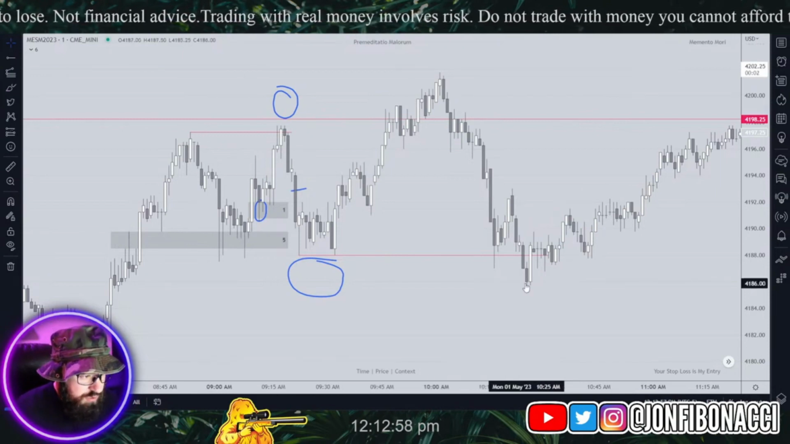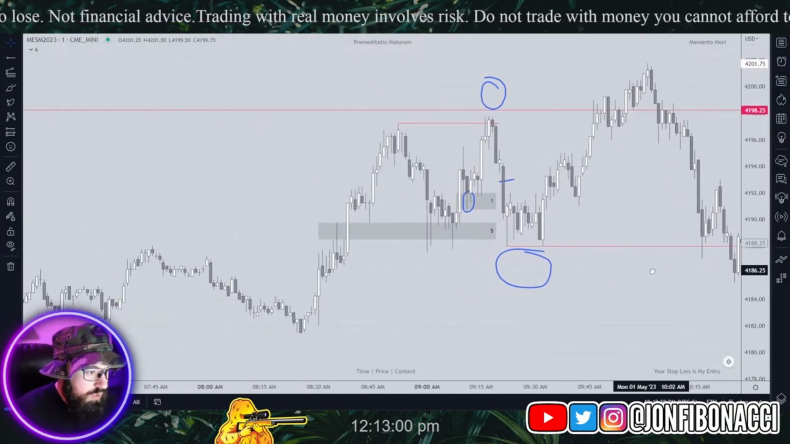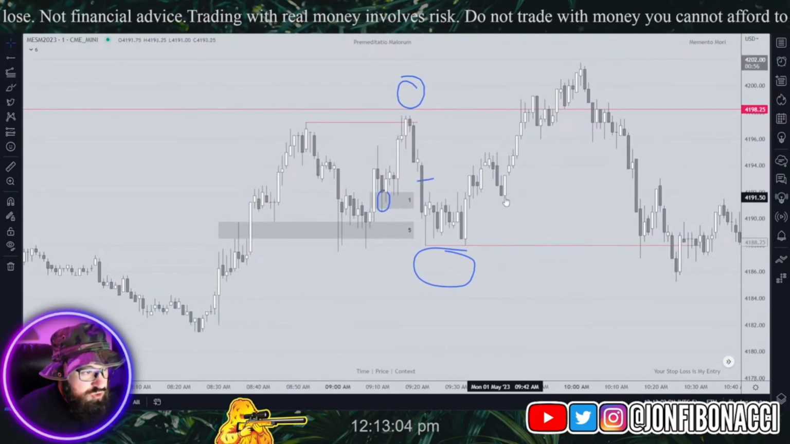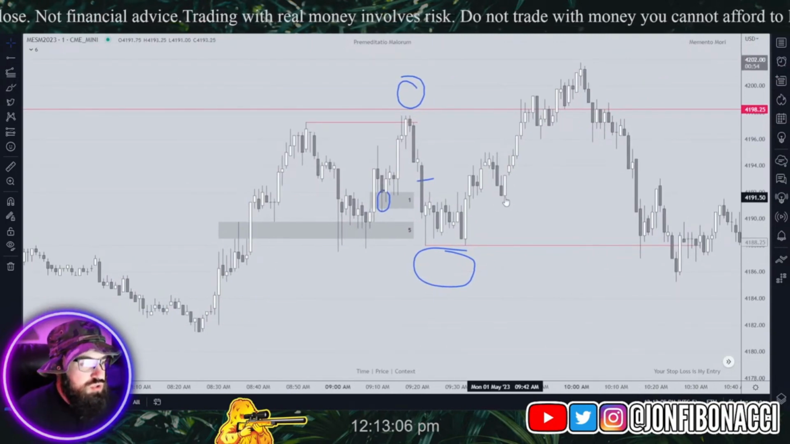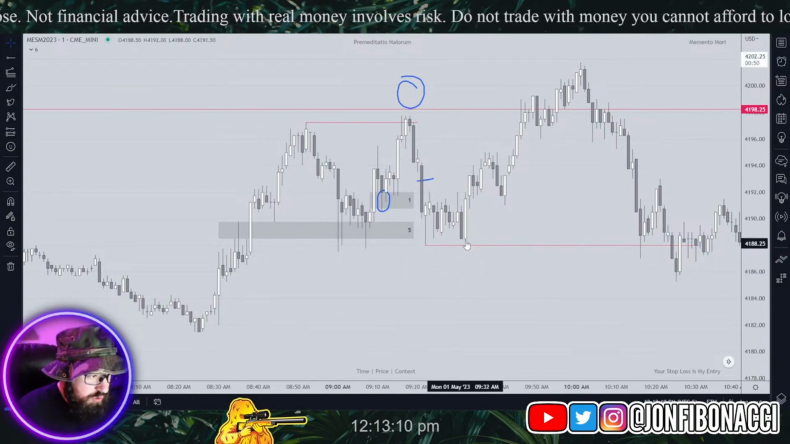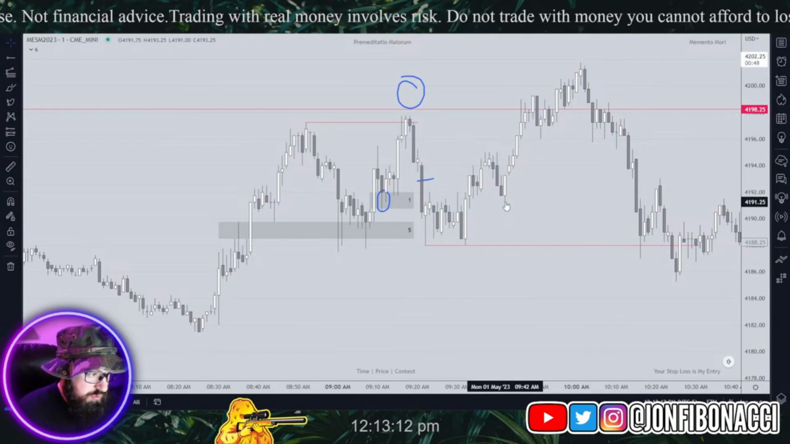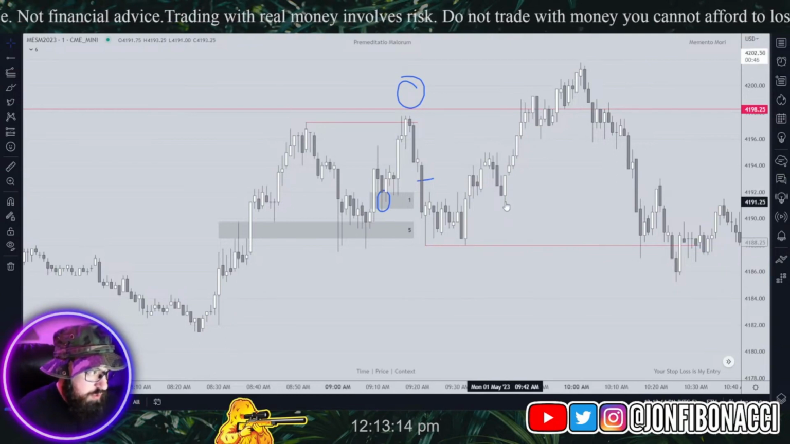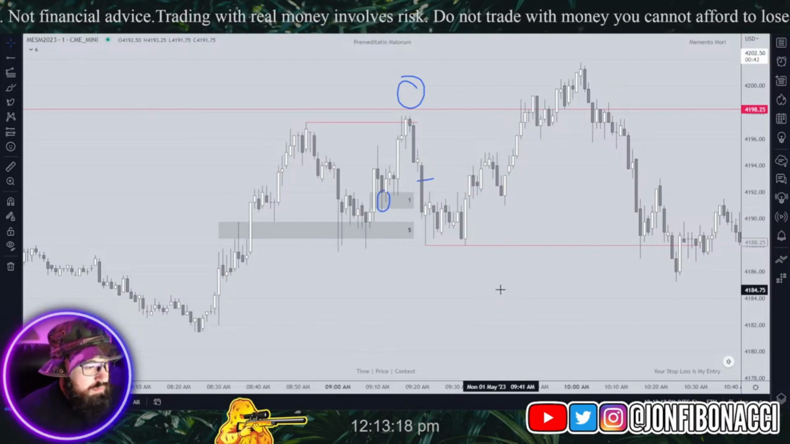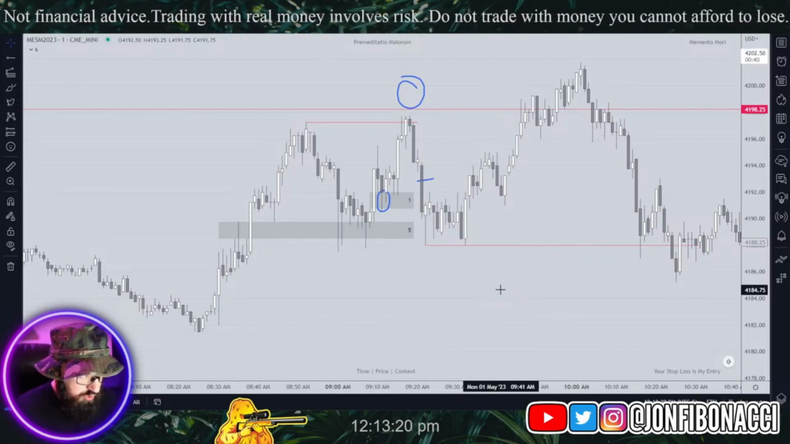The market comes down for the equal lows. But this is what I'm saying: these retracements in here are opportunities. Now today, personally, with these equal lows, I wouldn't take this. I wouldn't take that, but I'm saying there are multiple opportunities to trade.